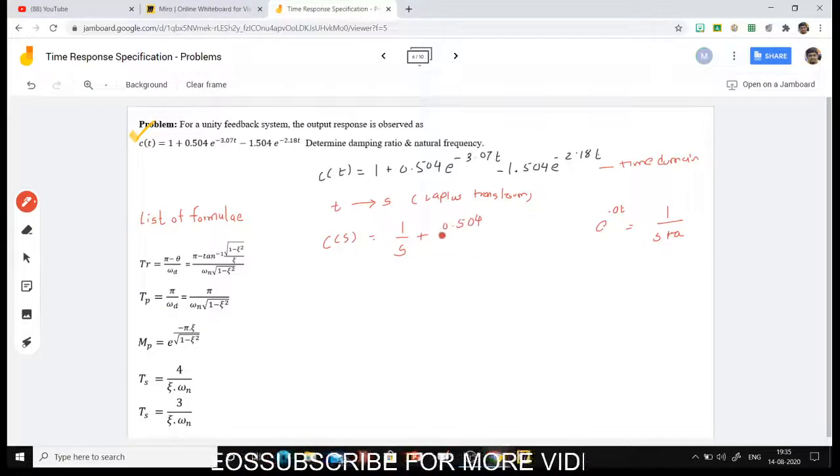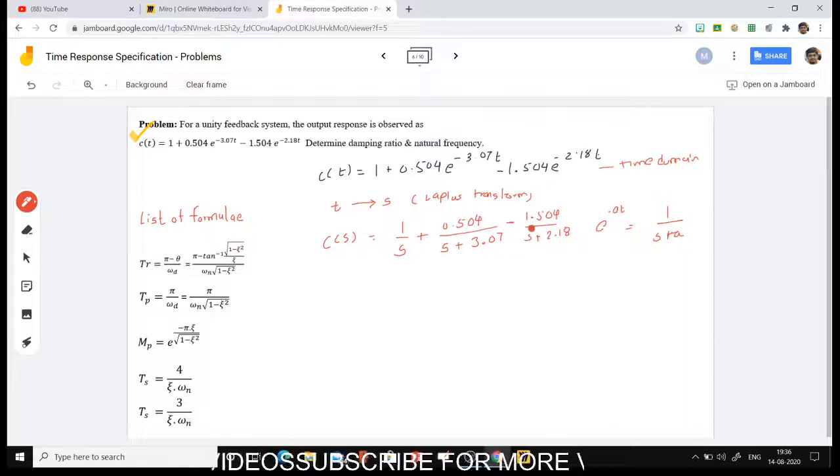So this will change to 0.504, which is a constant, upon S. There is a minus, so that's why there will be plus 3.07, minus minus, you will get 1.504, which is a constant, upon S plus 2.18.